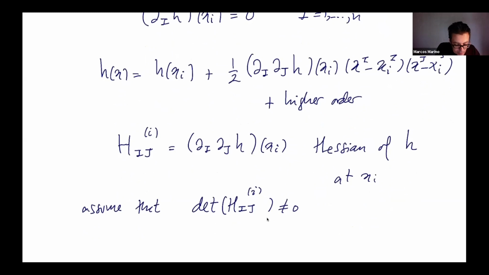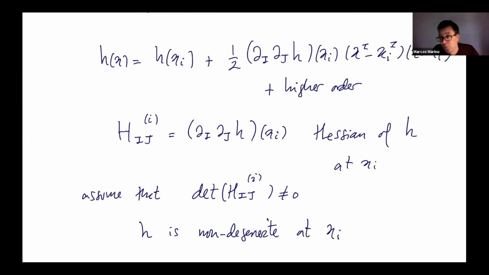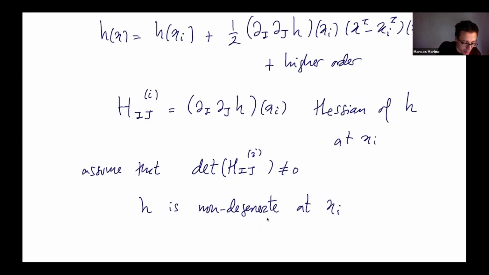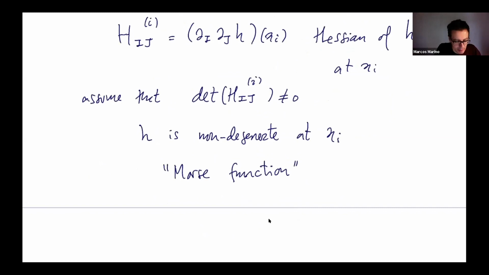At the critical points, this is what is sometimes expressed by saying that H is a non-degenerate function at x_i. Now, a function which is non-degenerate at these critical points is called a Morse function. So these are the functions that are used in Morse theory. We are now working on R^n. We are going to extend this to a general manifold later on, but so far this is already the kind of property that you require in the study of Morse theory.